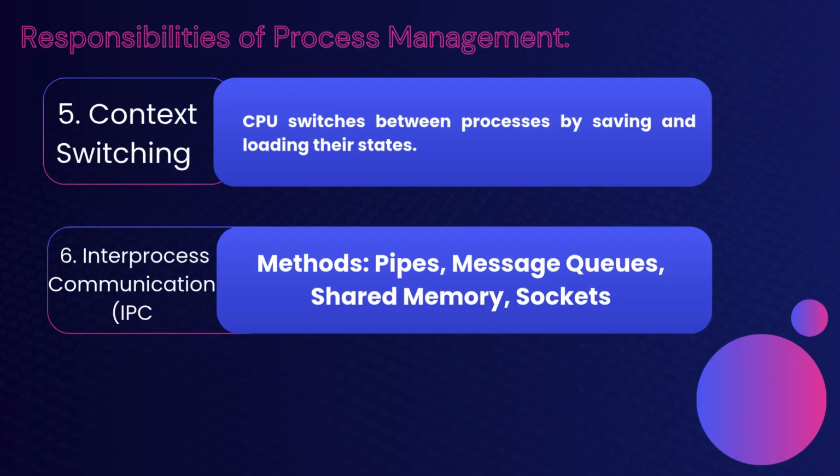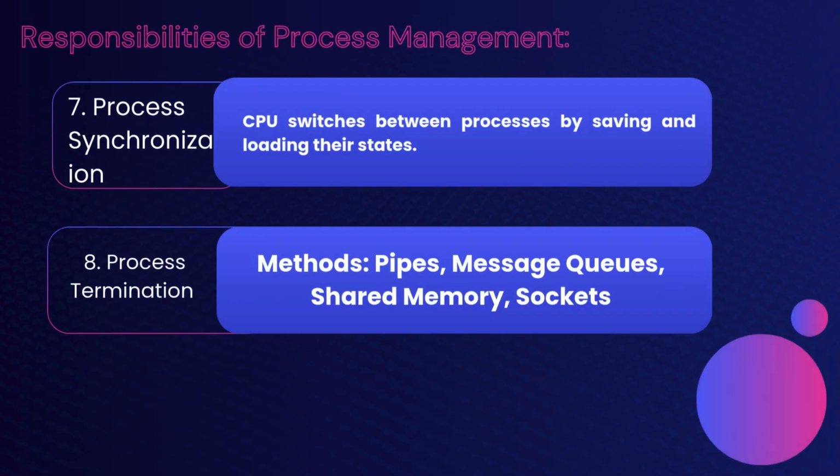Next, we have Inter-Process Communication, IPC. Inter-Process Communication, or IPC, is how processes communicate or share information with each other. They can send data through methods like pipes, message queues, shared memory, sockets. In simple terms, IPC lets processes talk and work together.